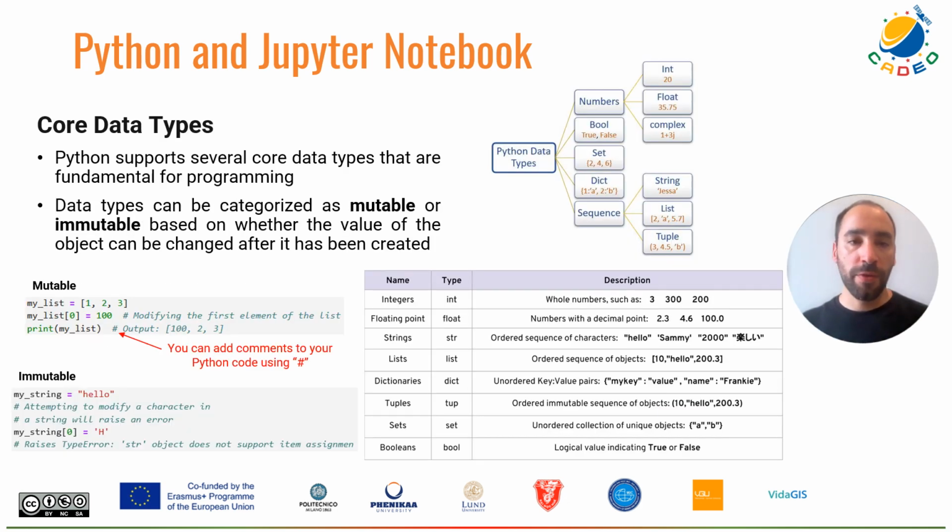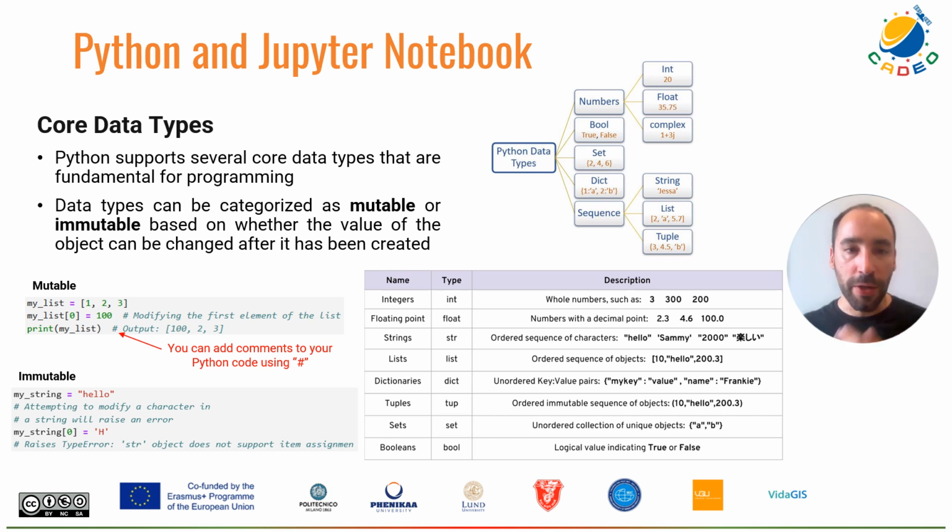As we said before, you can store in your variables different data types, and Python offers several fundamental data types that are essential for programming. These include integers, floating point numbers, strings, lists, dictionaries, tuples, sets, and booleans. Let's have a closer look at each of them.